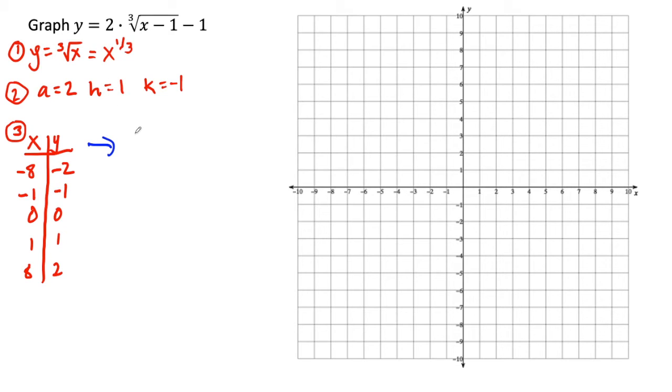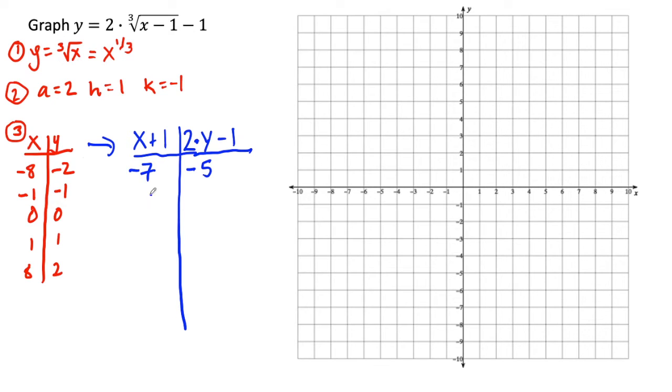Our x values are going to shift to the right by 1. And our y values are going to get multiplied by 2, and then we're going to subtract 1 from it. All right, so I'm going to do these now verbally versus writing them down. So -8 plus 1 is -7. 2 times -2 minus 1 is -5. -1 plus 1 is 0. And then 2 times -1 is -2 minus 1 is -3.